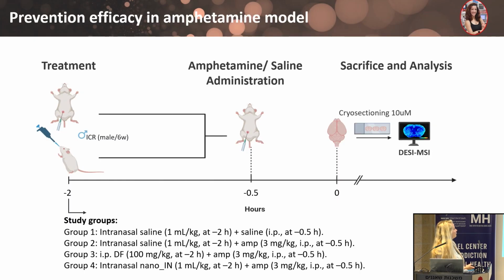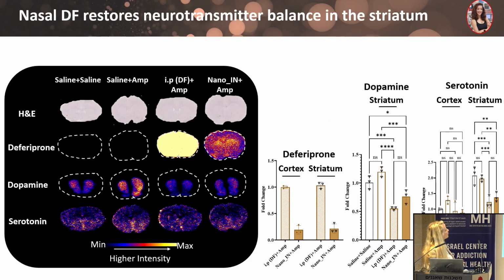So we administered intranasal deferiprone 2 hours before, 1.5 hours before administering amphetamine, and then we sacrificed the mice half an hour after amphetamine administration, and we looked at the brain. We clearly saw that intranasal deferiprone was able to abolish the effect of amphetamine on the brain in terms of dopamine. We are now doing behavioral studies for those mice.